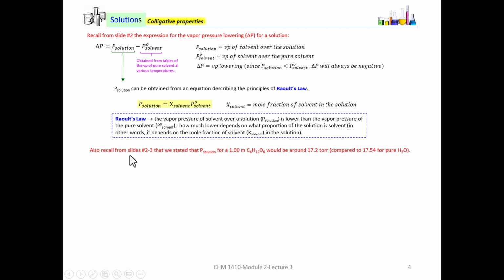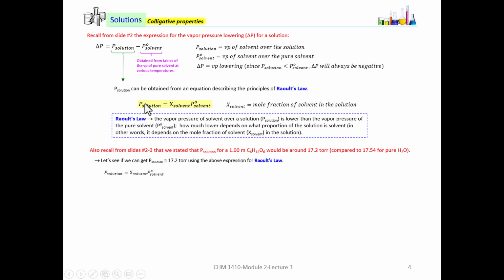Also, you might recall from slides 2 and 3 that we stated that the vapor pressure of water over the solution of 1 molal glucose would be around 17.2 torr compared to 17.54 for the pure solvent. So let's see if we can get a vapor pressure of water over the solution of 17.2 using this expression for Raoult's law.